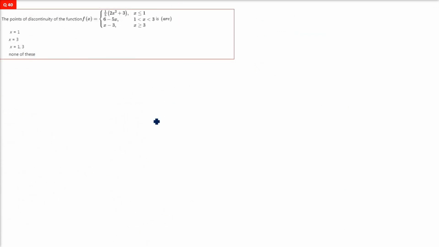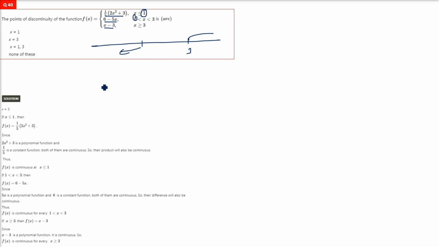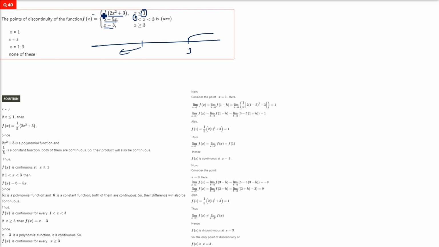The points of discontinuity of the function f(x) is equal to, so this is x is less than or equal to 1, then x is between 1 and 3, and then x is greater than or equal to 3. So you have this as 1, you go back, you have to use this first function. In between 1 and 3, you are going to use the 6 minus 5x. On the right, you have to use the x minus 5. Okay. So the points of discontinuity are basically 1 and 3. And all these three functions are basically polynomials.